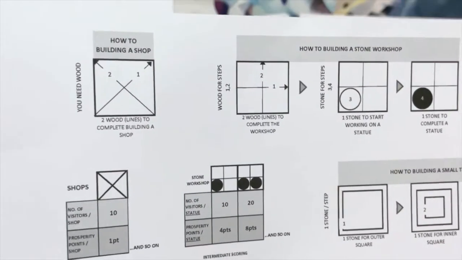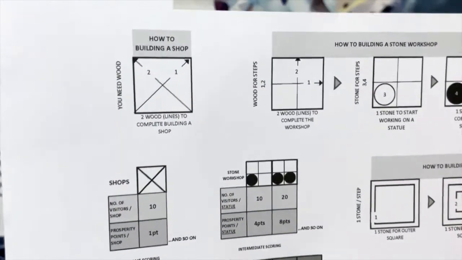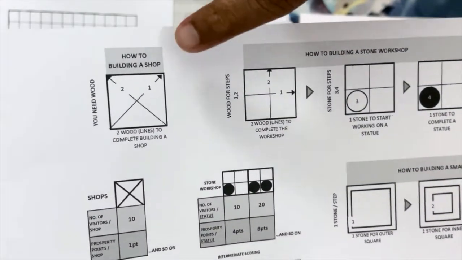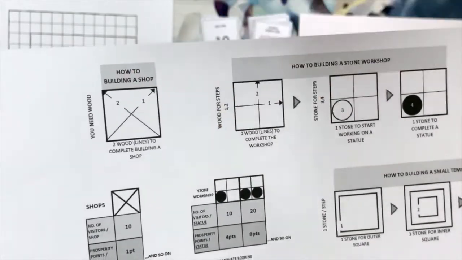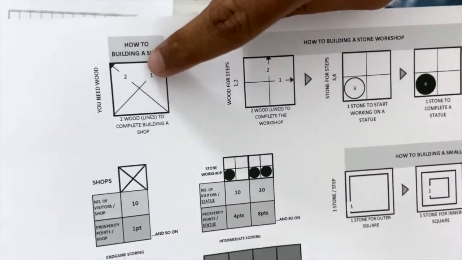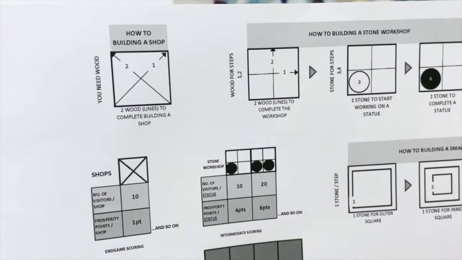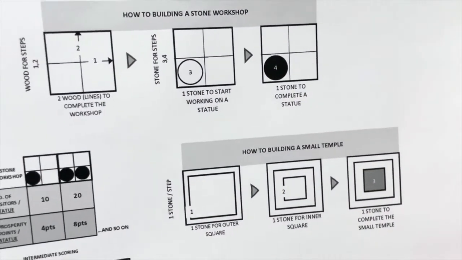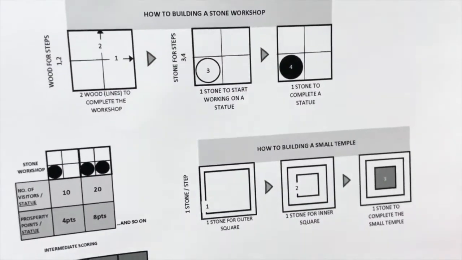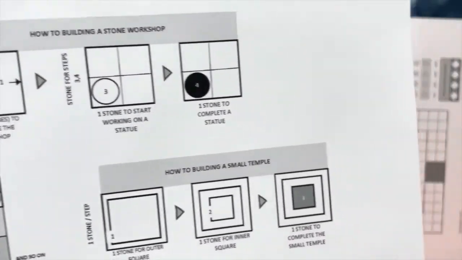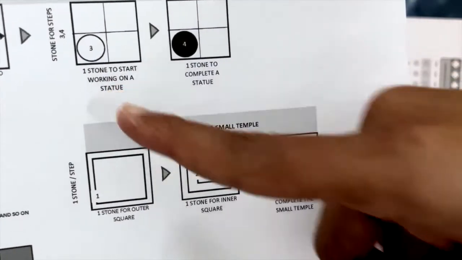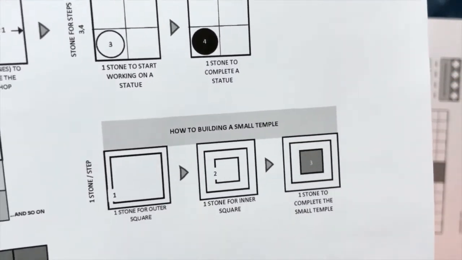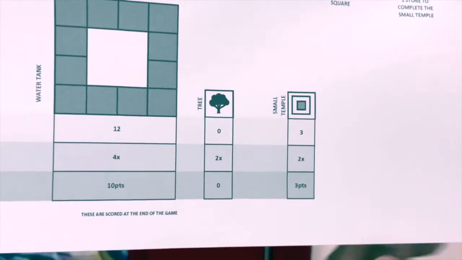Now you draw different buildings within your player mat. One of them is a shop. In order to draw a shop, you require 2 wood items, and you draw them with diagonal lines on one specific tile. You also can build stone workshops. Stone workshops are built with 2 orthogonal wood lines and 2 stones. You need 1 stone to start working on a statue and another stone to complete the statue. You also have stone tiles that you build.